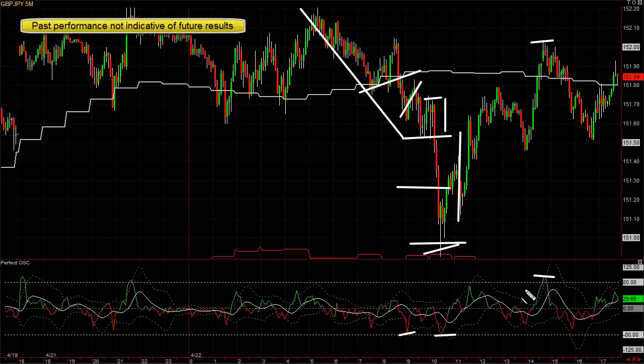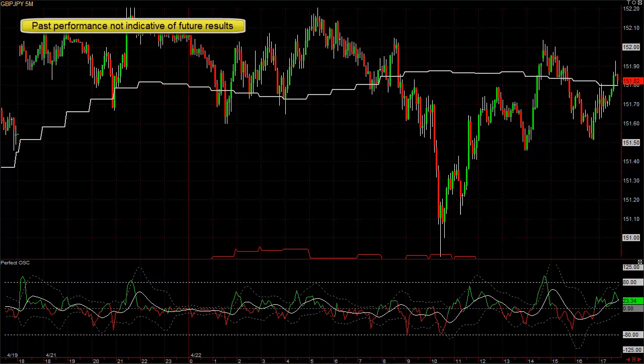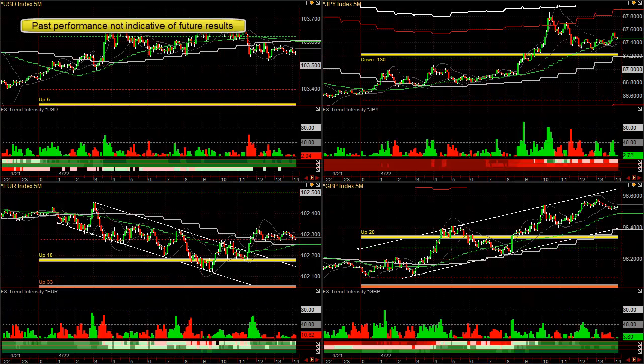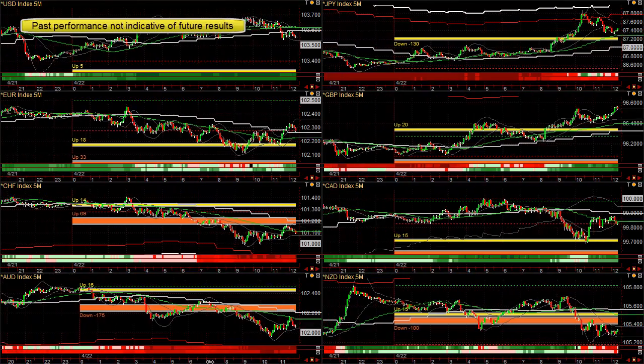Those were the only times of the day where the perfect oscillator hit this extreme. This was very close to it right here. And you can see the price immediately fell 15-20 pips. So that's how you can use these tools to anticipate what is likely to happen. It's that simple. Let's look at all of them again, and we'll just scroll back and take a look.